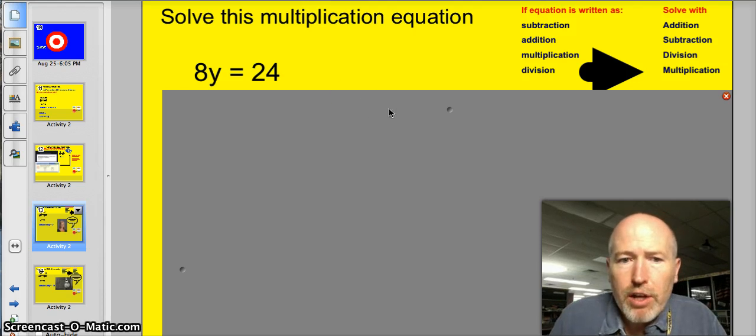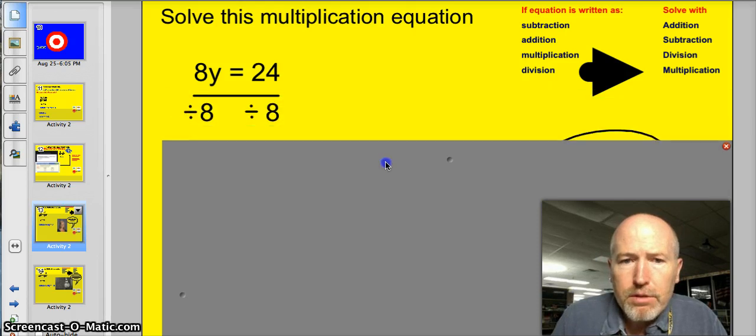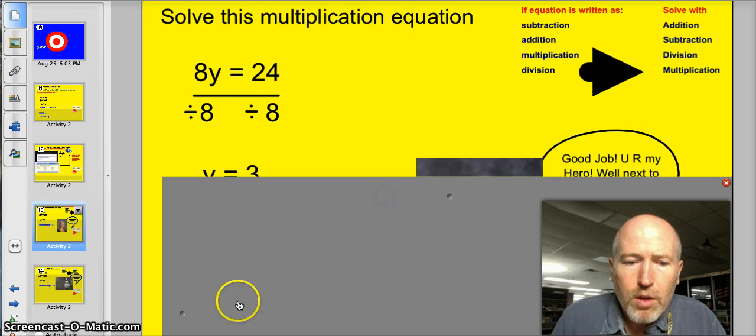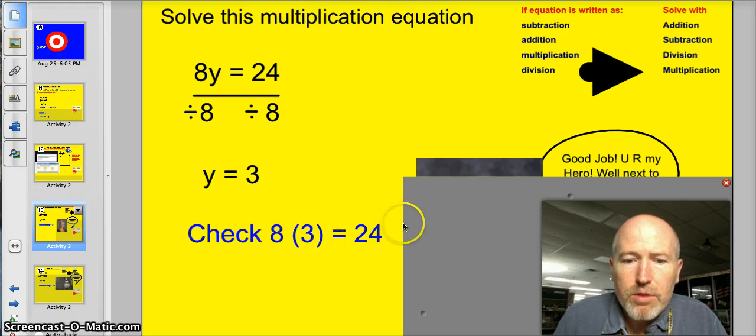8y equals 24. Let's see how you did. Did you divide by 8? If you did, you did the right thing. You would have ended up with y equals 3. 8y divided by 8 is 1y, or just y. 24 divided by 8 is 3. Check my answer. 8 times 3 is 24.